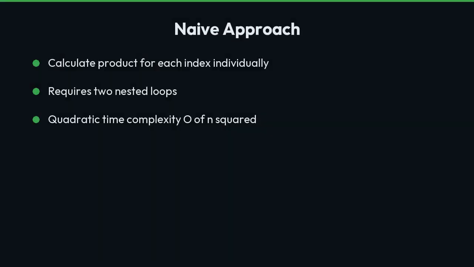A naive approach would use two nested loops to calculate the product for each index individually. This results in quadratic time complexity, which is too slow for large inputs. We need a way to reuse calculations instead of recomputing them from scratch every time.